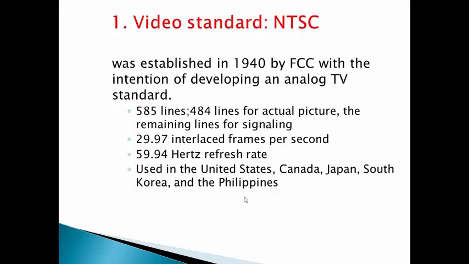The first one is called NTSC. It was established in 1940 by the FCC with the intention of developing an analog TV standard. It has 585 lines, 484 lines for actual pictures, and the remaining lines for signaling. It has about 29.97 frames per second, or we round it up to 30 frames per second. The refresh rate is 60 or 59.94 Hz. NTSC, which is an analog system, is mostly used in the United States, Canada, Japan, South Korea, and the Philippines.